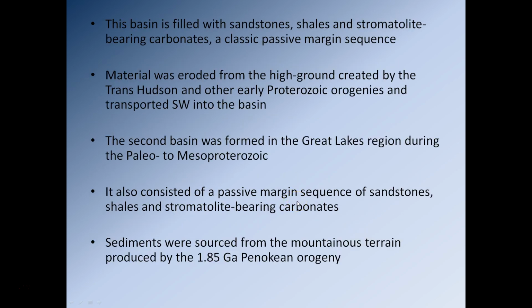So the second basin formed in the Great Lakes region, and that occurs during the Paleo and Mesoproterozoic. That's the early to middle Proterozoic. And it consisted of, once again, a passive marginal sequence, so sandstones, mudstones, and carbonates. And these carbonates once again contain stromatolites, which tells us the water depth was not that deep. In the case of this basin, sediments were being sourced from the mountainous terrain produced by the Penokean orogeny.